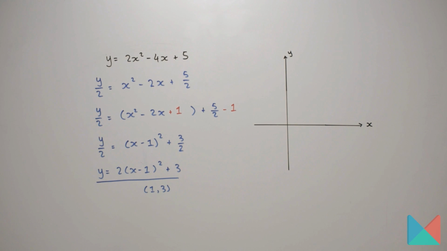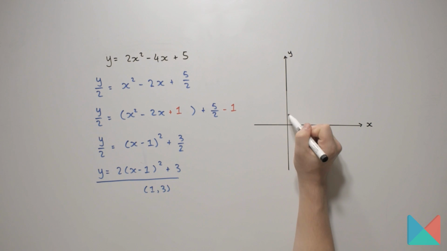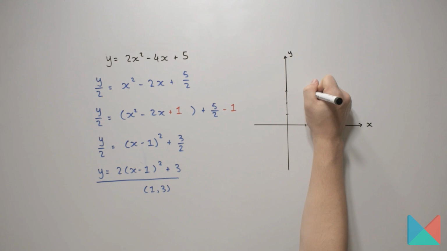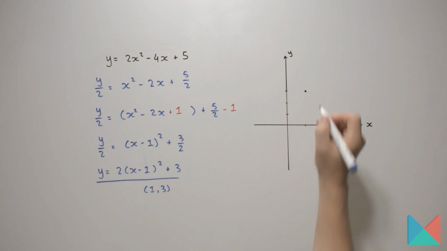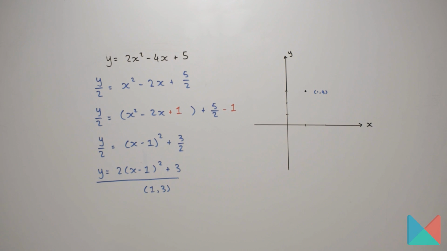So let's label these coordinates in our xy plane. So we go across 1 and up 3. So the coordinates of our turning point will be right here, and this is at 1, 3. And now you can see by looking at our a value, it is a positive value, and so we're going to have a concave up shaped parabola.